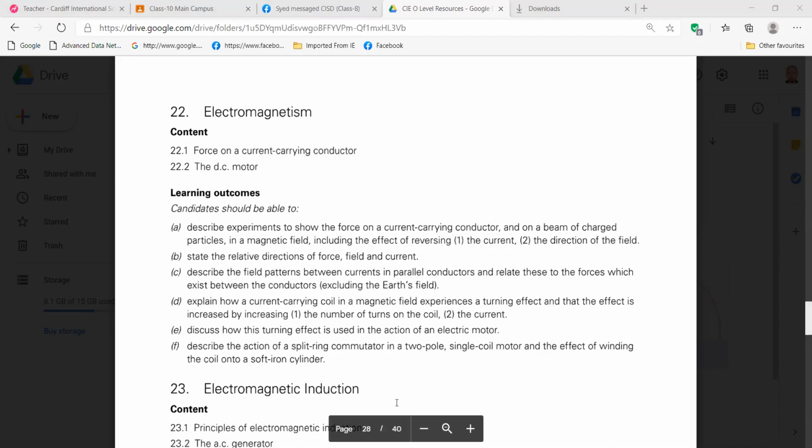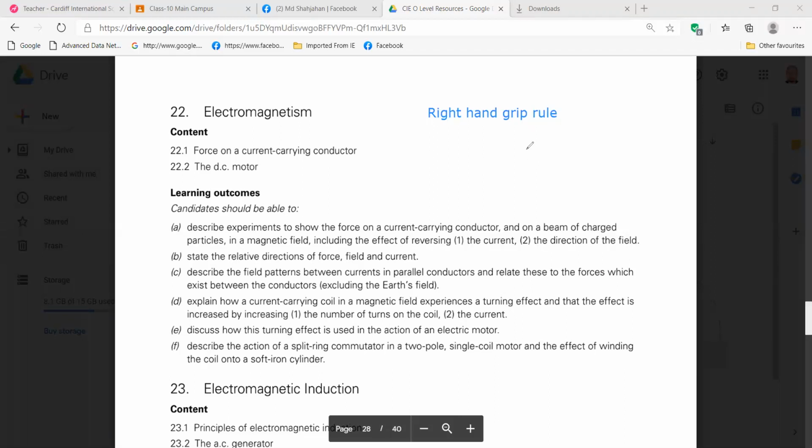You please write the note. Right hand grip rule. Everyone please write it so that you can understand clearly. The thumb shows the direction of current and the other fingers show the direction of field. Please write it in your notes. If you understand it, then it will be easier for you. And then we used it in magnetism.